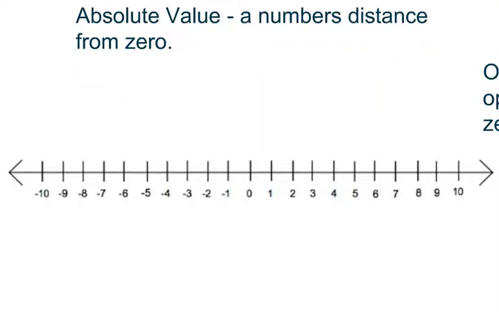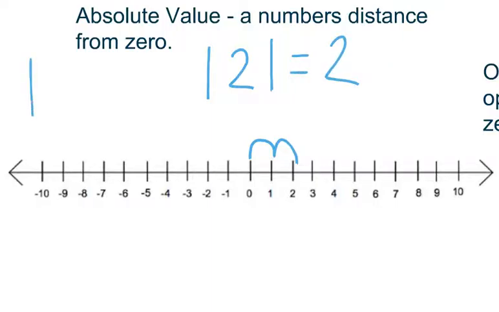First term we need to understand is absolute value. Absolute value is a number's distance from 0. So for example, if I was to ask about the absolute value of 2, I could look at my number line and see that 2 is 2 spaces away from 0, so this is equal to 2. I could also ask about the absolute value of -5. I would go to -5, and I would find the distance to 0. 1, 2, 3, 4, 5. So this is equal to 5.